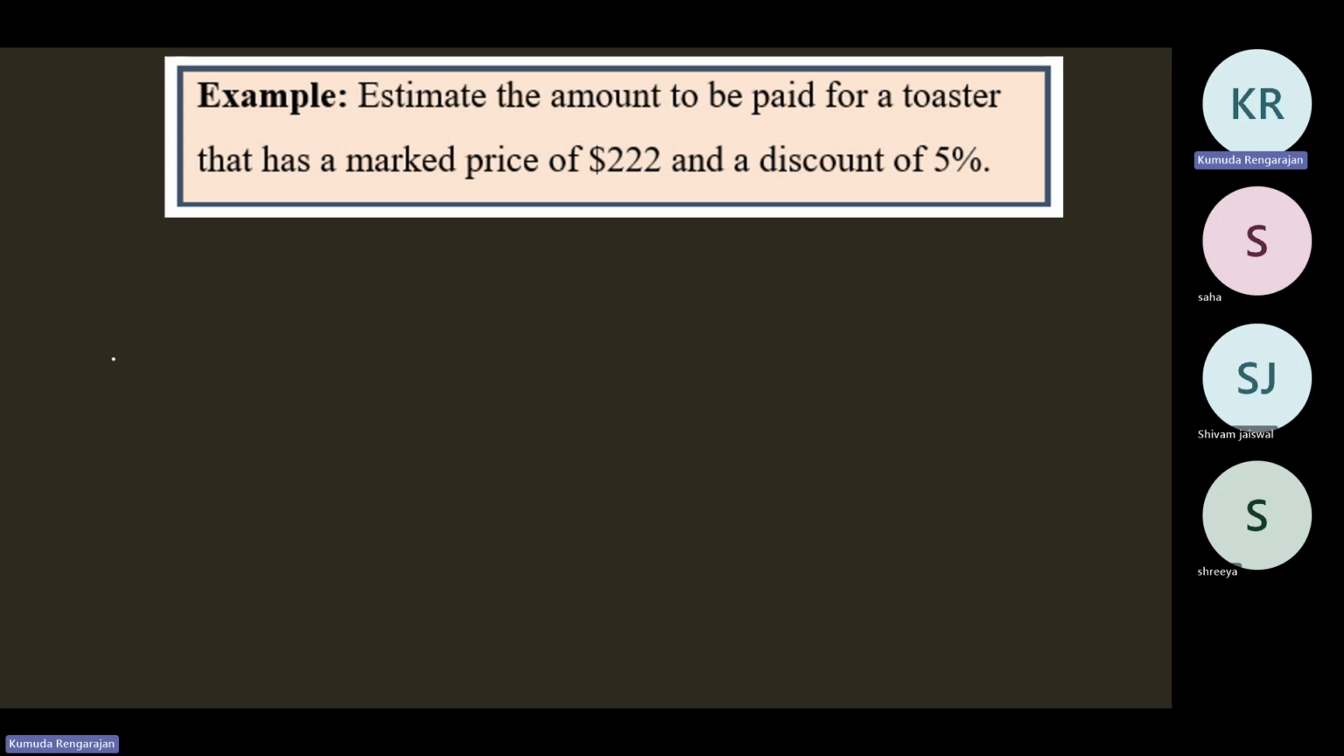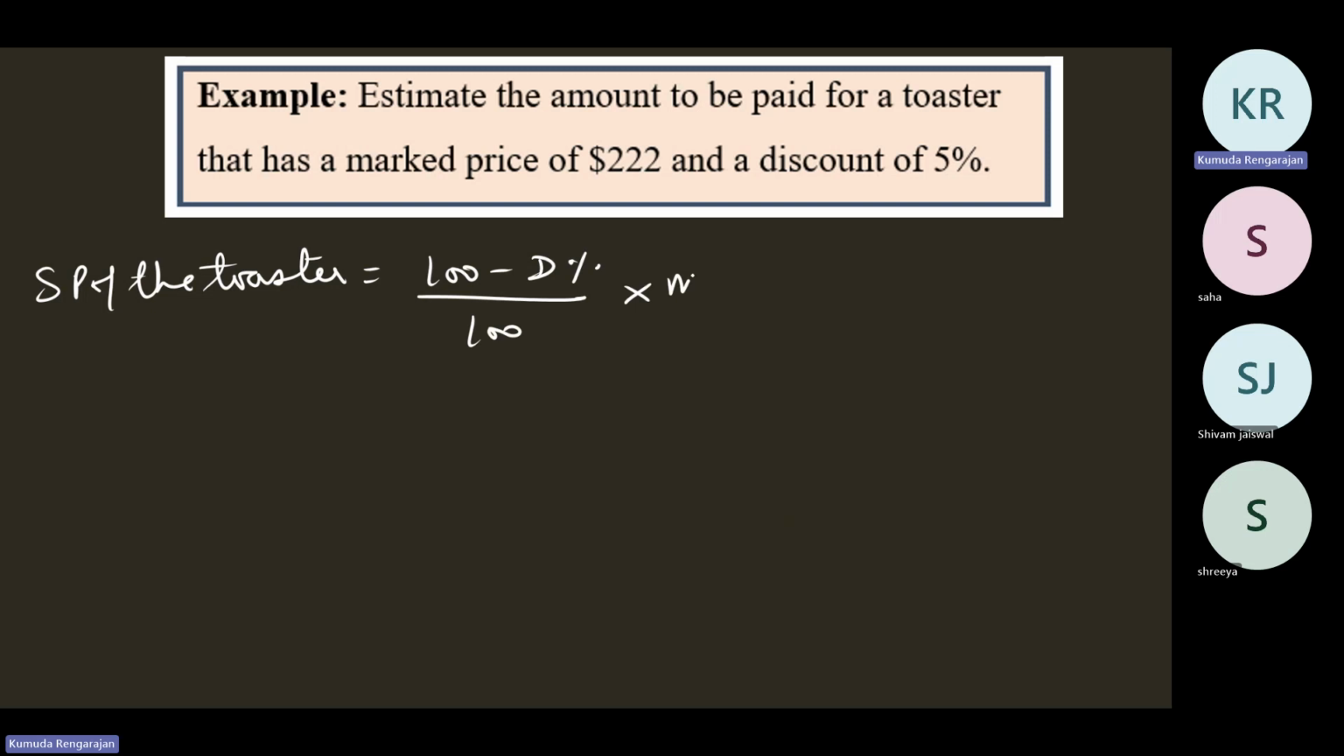So SP of the toaster is equal to 100 minus D percent by 100 into MP. Because when you're finding SP, you'll always have 100 plus profit percent, or 100 minus loss percent, or 100 minus D percent in the numerator. So 100 minus 5 by 100 into 222. So 95 by 100 into 222.